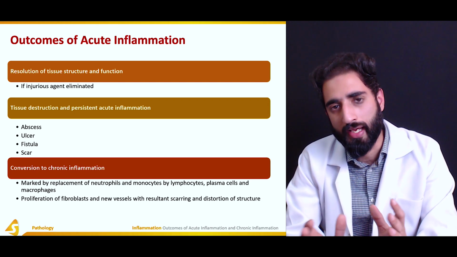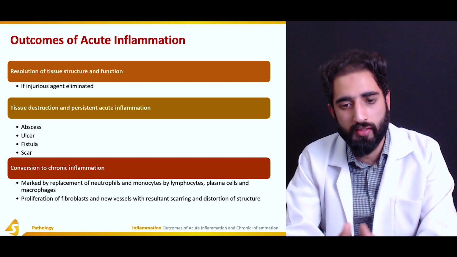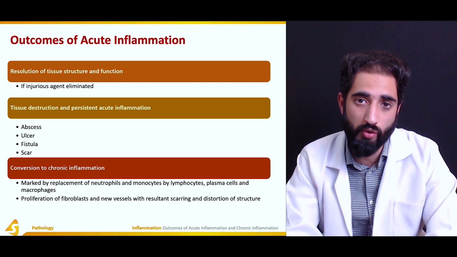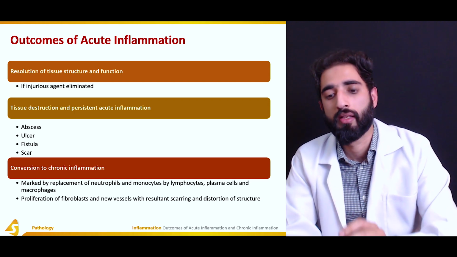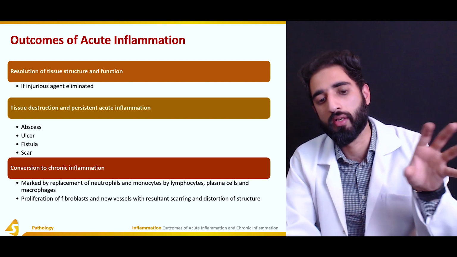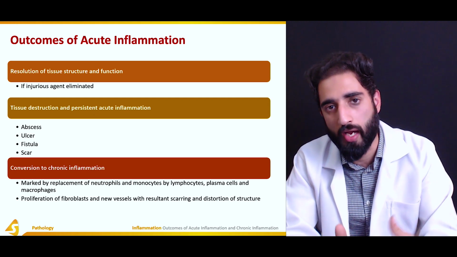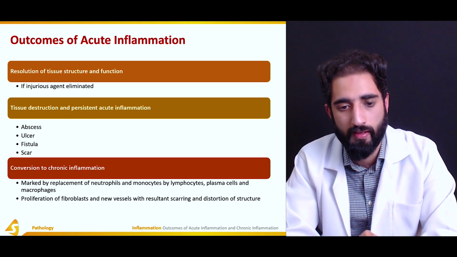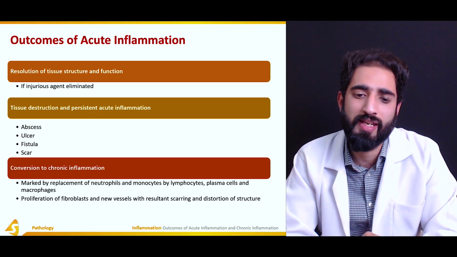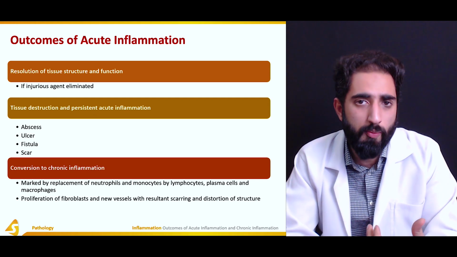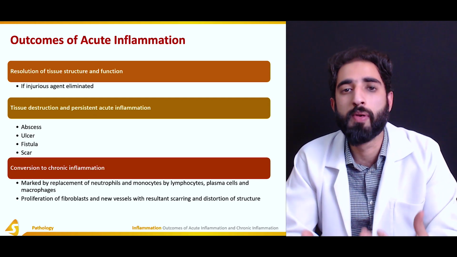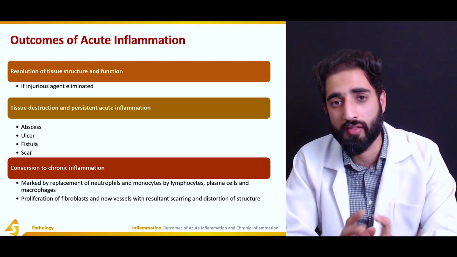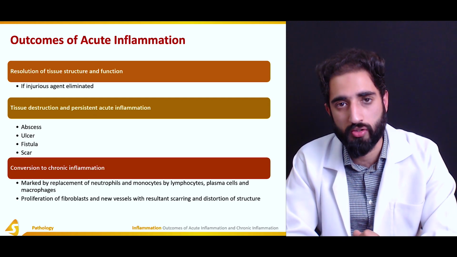The conversion is actually marked by the replacement of neutrophils, which are the first respondents in the first 24 hours, by lymphocytes, and similarly the replacement of monocytes and macrophages by lymphocytes as well, and plasma cells and macrophages. In chronic inflammation, there is actually proliferation of fibroblasts and new blood vessels, which is angiogenesis, with resultant scarring and distortion of tissue structure.